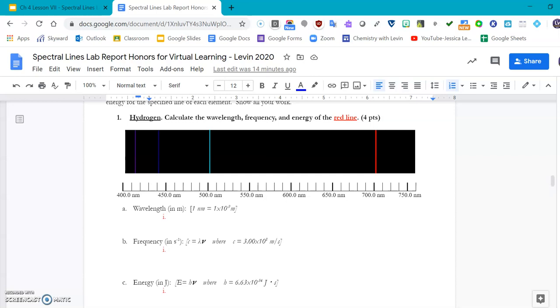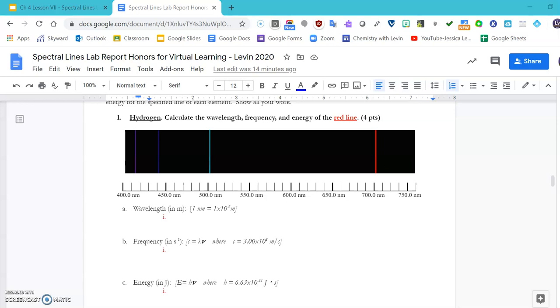All right, so the red line that we see, I suspect is right about here, a little bit greater than 700. There are 4 lines between 700 and 750, so this is not 710. I would consider this to be approximately 702 nanometers. So I want to convert that into meters. So 702 nanometers into meters.